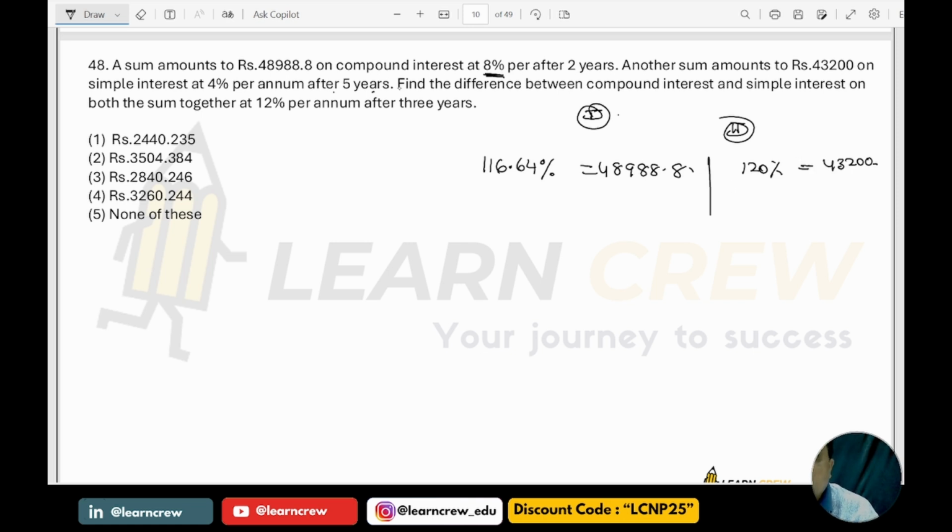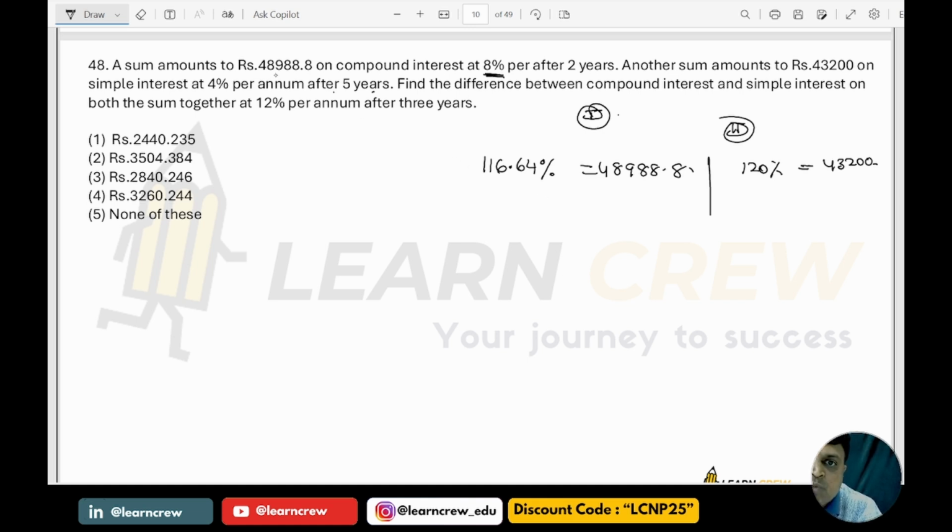43,200. Now find the difference between the compound interest and simple interest on both the sums together at 12% per annum after 3 years. So for both the sums together, what is the principal here?